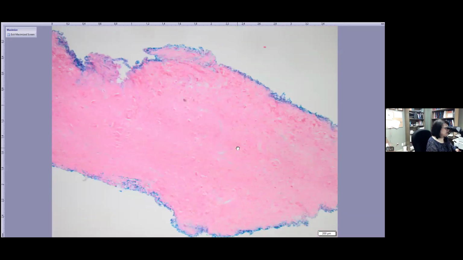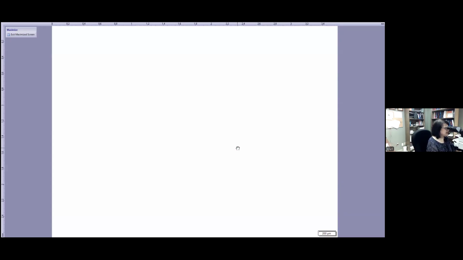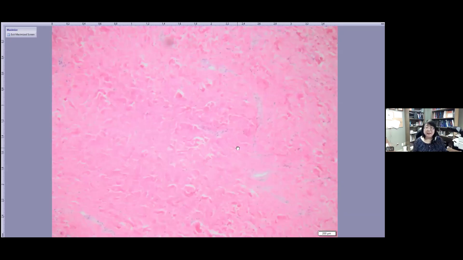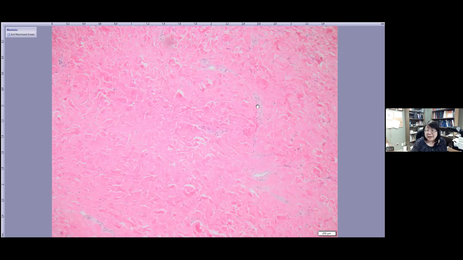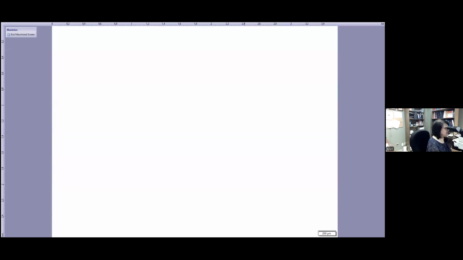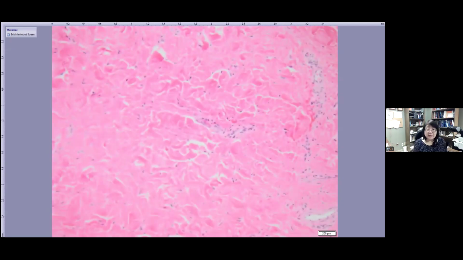So let's go high power and look at one of these pieces. What do you see here? Very hypocellular. There are few vessels here, and very small nuclei, and the majority is collagen. The collagen is arranged in what we call hyalinized or hyperhazard fashion. And there's a cleft, we call it cracking artifact. Higher power.